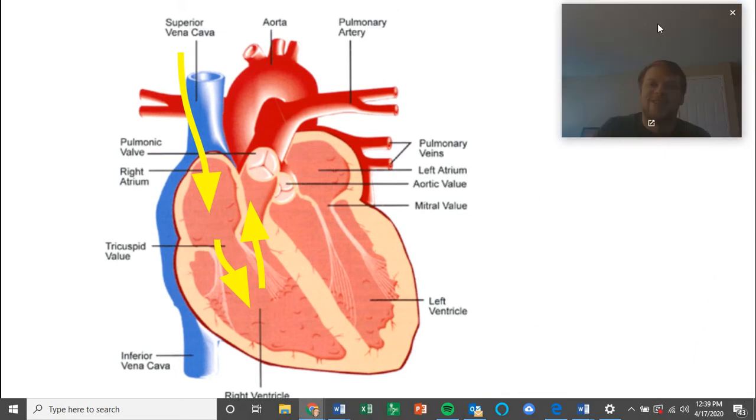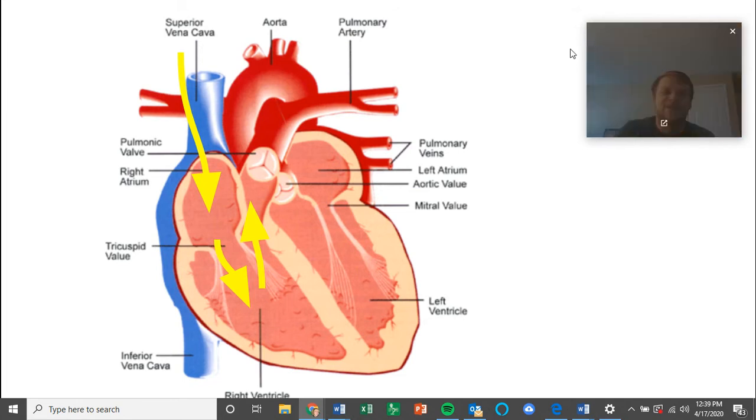Here's an image of what that heart looks like. Sorry, I didn't mean to blow myself up like that. So you have blood coming in through the veins. The superior vena cava is the largest vein. It's going to take in all of that blood, circulate it up here into the ventricle, where it's then sent to the lungs.